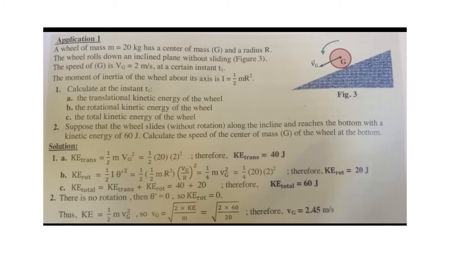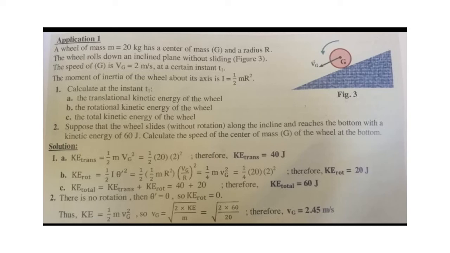This is an application of how to calculate the kinetic energy of a system. The system consists of a wheel of mass m equals 20 kg, of center of mass G, and radius r. The wheel rolls down an inclined plane with a speed of Vg equals 2 meters per second at a certain instant t1. So you are supposed to calculate the translational kinetic energy of the wheel, the rotational kinetic energy of the wheel, and then the total kinetic energy of the wheel.